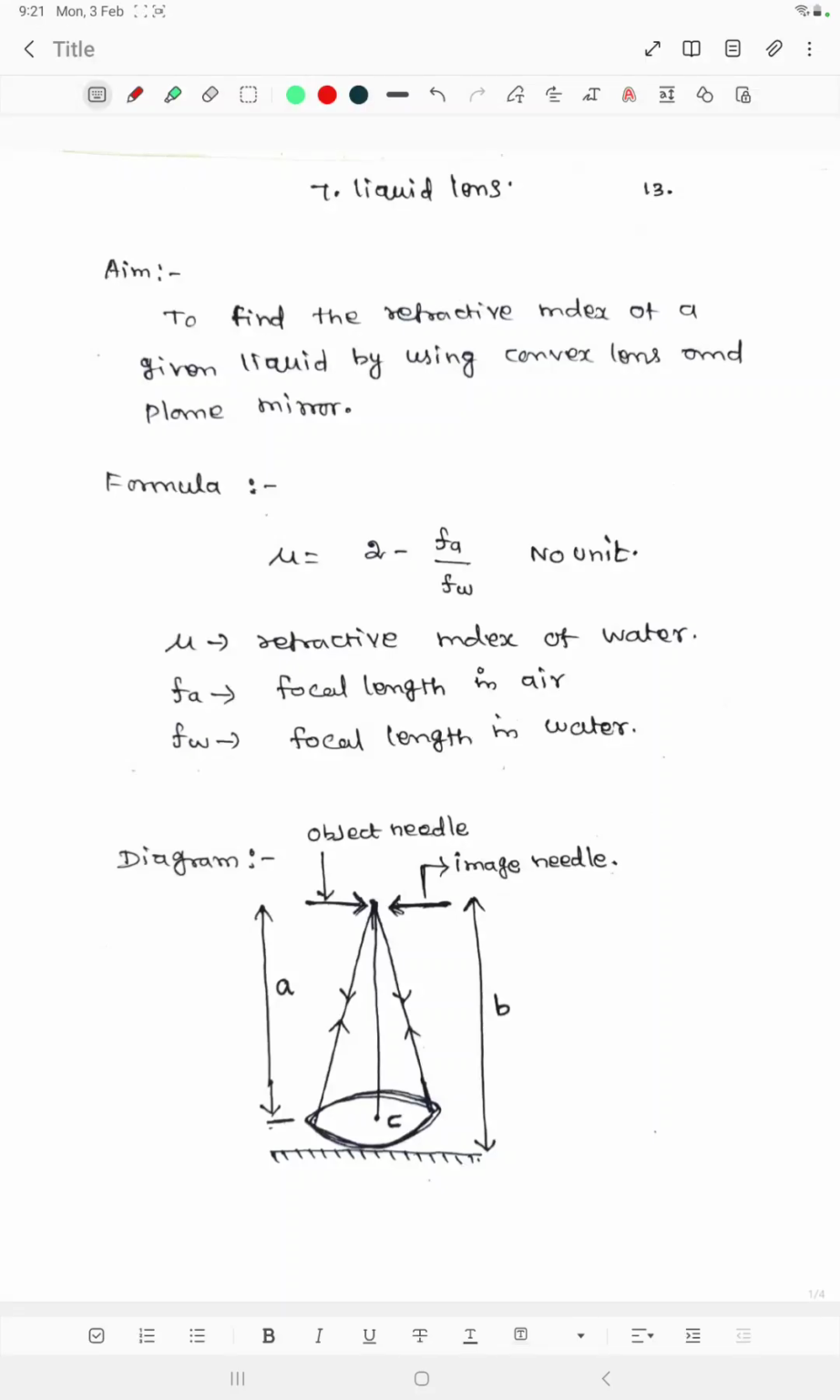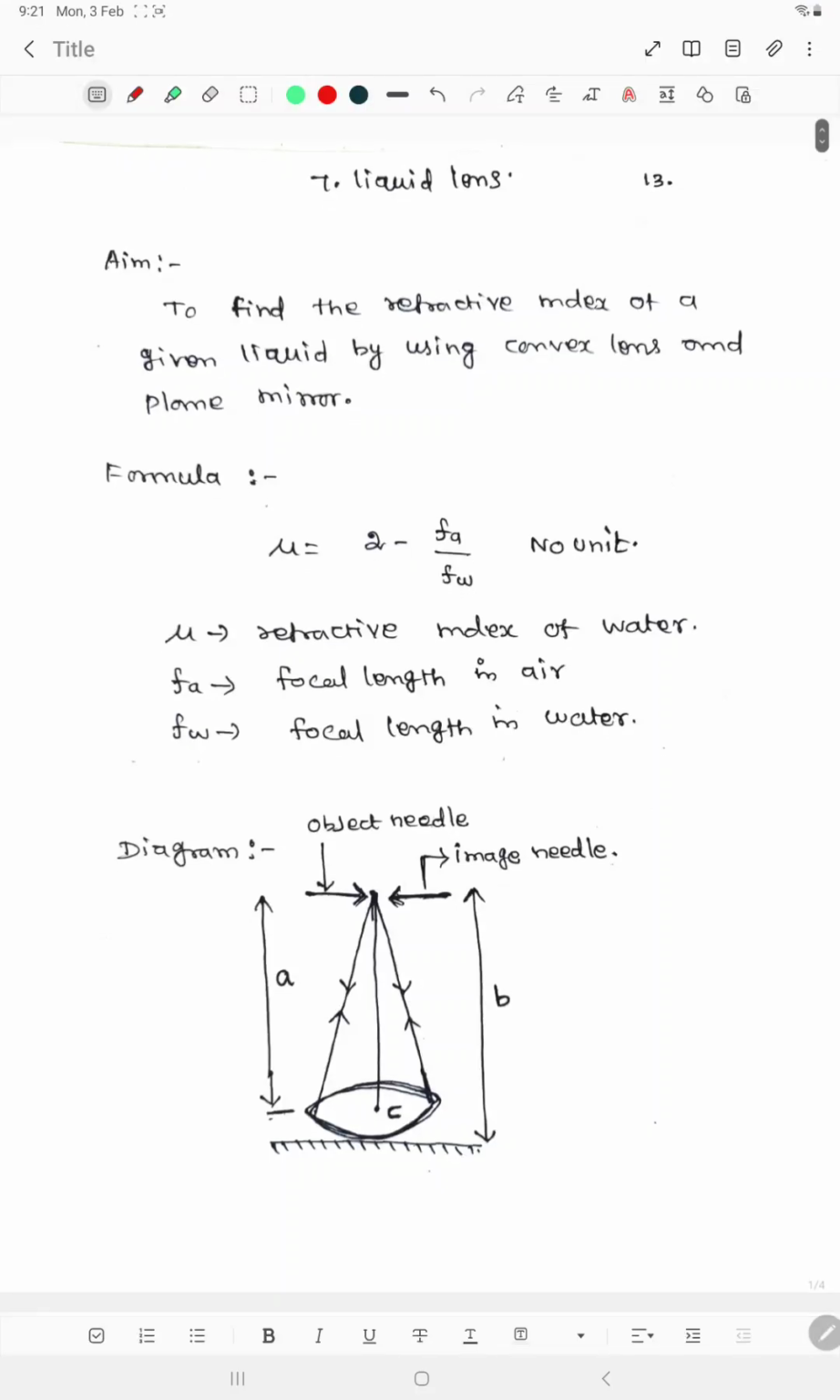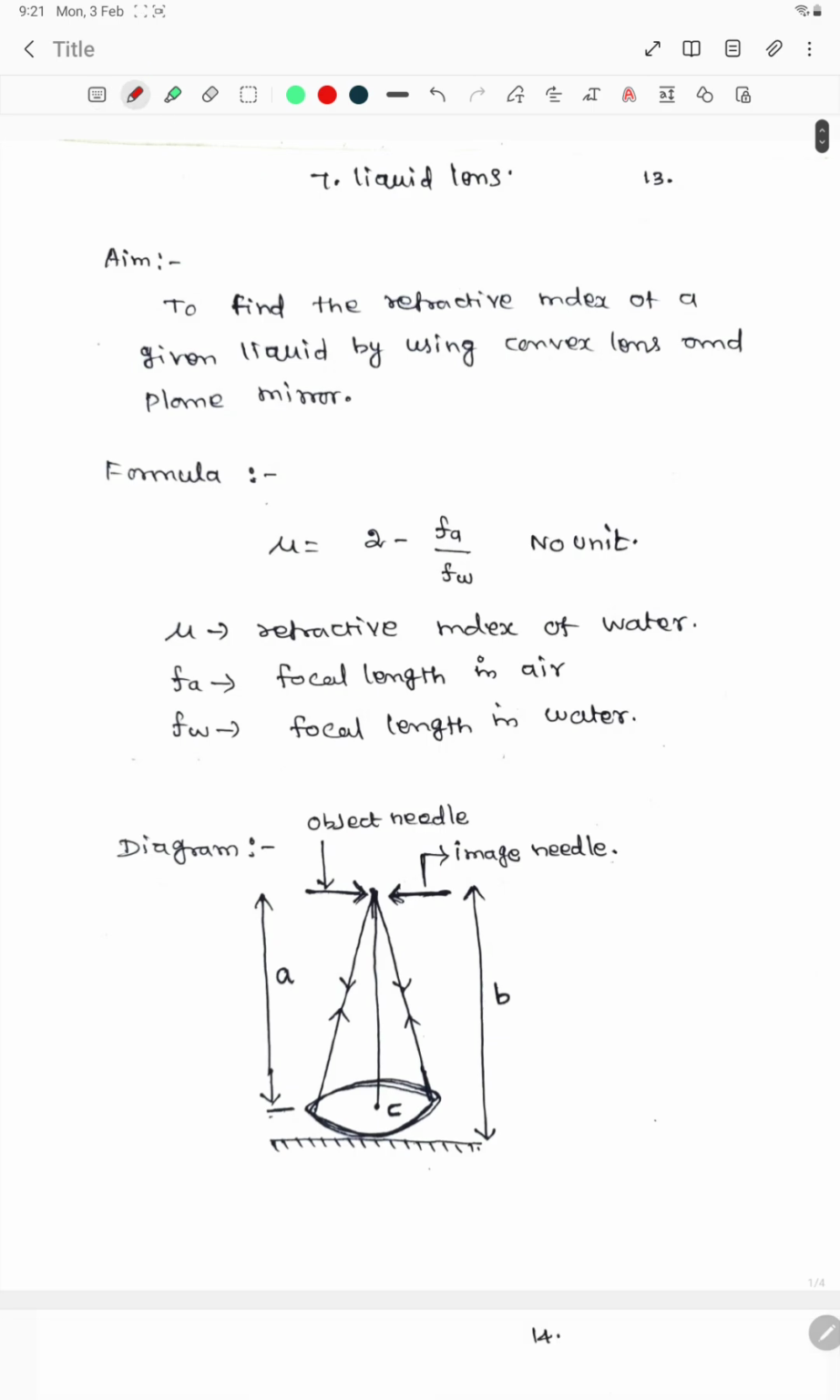The calculation that we are going to see is for liquid lens. So you can see the aim is to find the refractive index of a given liquid. In this case we are going to use water by using a convex lens and a plane mirror. Okay, so this is the aim. The formula here is mu, that is the refractive index, is equal to 2 minus Fa by Fw.